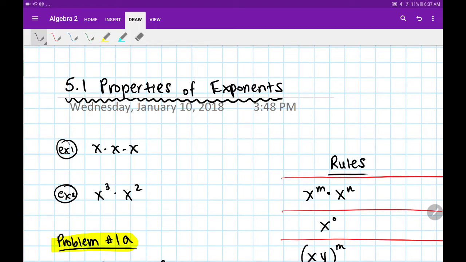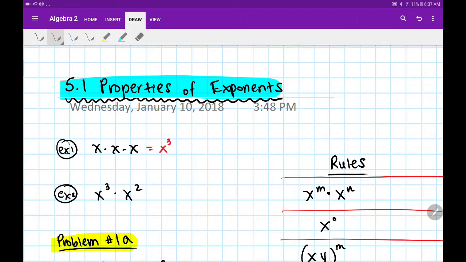Welcome to Homework Help for Lesson 5.1, Properties of Exponents. We're going to start with a couple of examples since this is mostly a review lesson. So right here, if I have x times x times x, we all know x is being multiplied by itself 3 times, so we have x cubed.